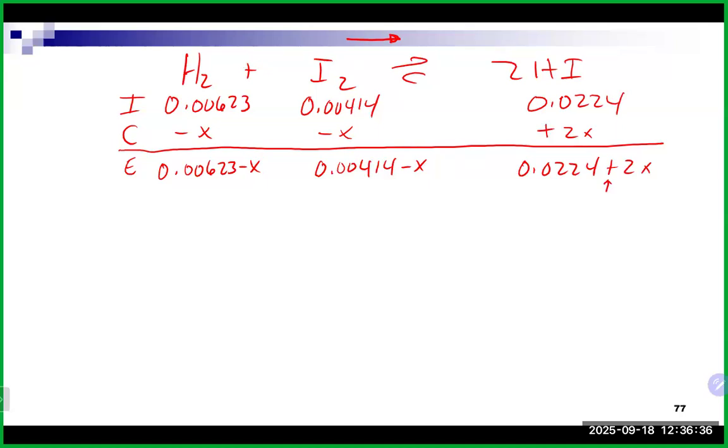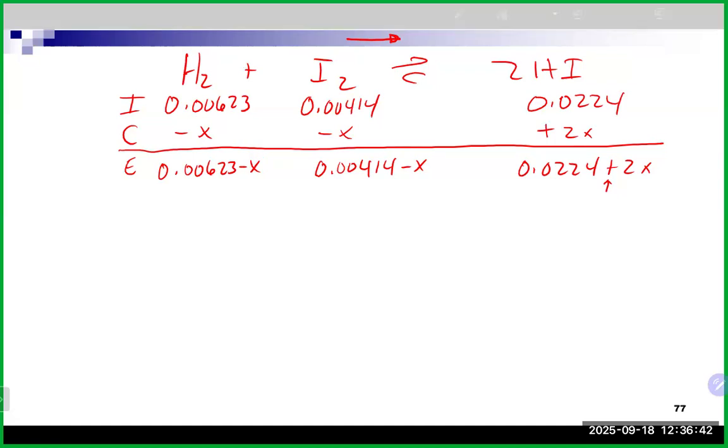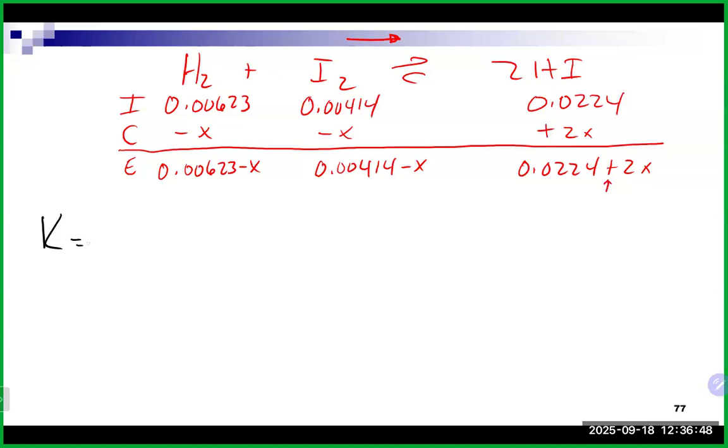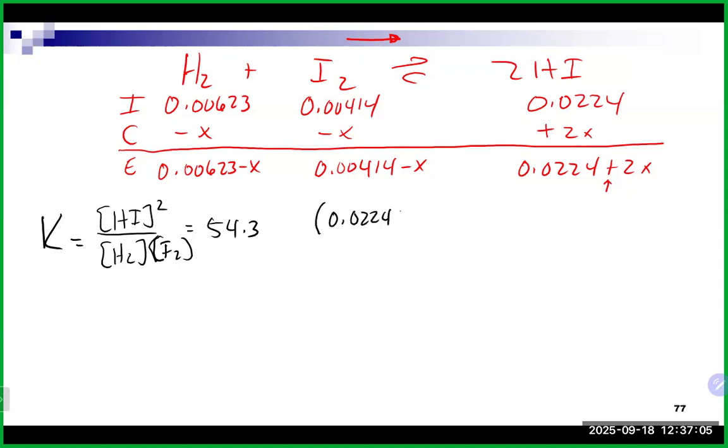At this point, first off, any questions on the table here? Now we go into our expression, which will be the same as our Q expression. K is equal to HI squared divided by H2 and I2, and that equals 54.3. Putting in our numbers, we get 0.0224 plus 2x, squared, divided by 0.00623 minus x and 0.00414 minus x.